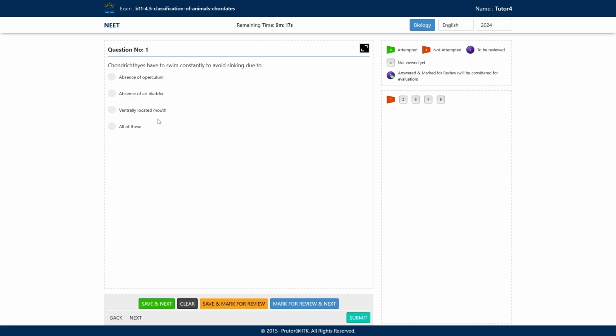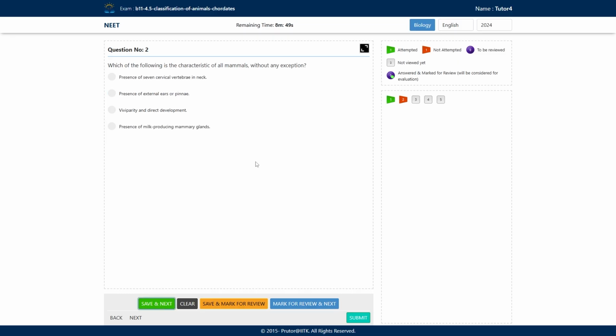So Chondrichthyes have to swim. They are talking about swimming, right? They have to swim constantly to avoid sinking because they are not having, yes, an air bladder. Yes, option B is correct. So I'll save it, option B, and move to our next question.